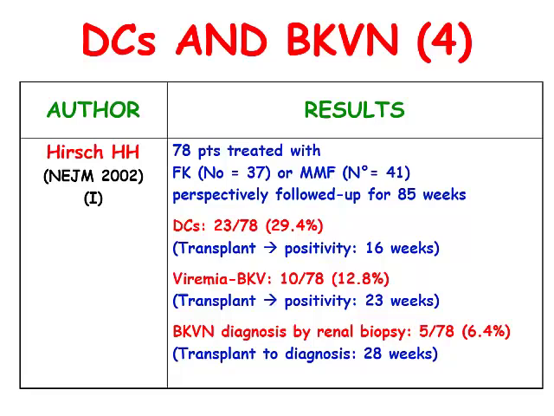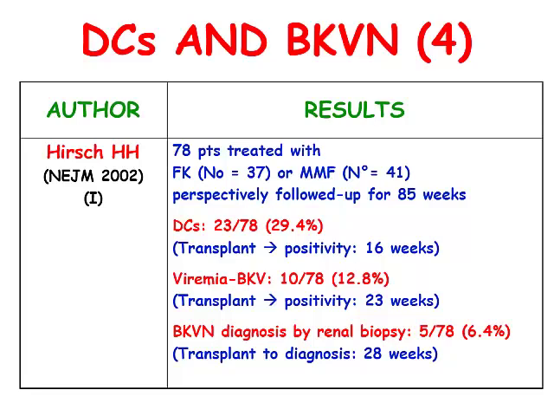78 transplanted patients treated with FK37 or MMF, 41 were prospectively followed up for 85 weeks. And it was found that decoy cells were present in 29% of them by 16 weeks of observation. Viremia was present in 13% of them, with some delay compared to the appearance of decoy cells. Patients were diagnosed by renal biopsy, and 5 were found to have the nephropathy.